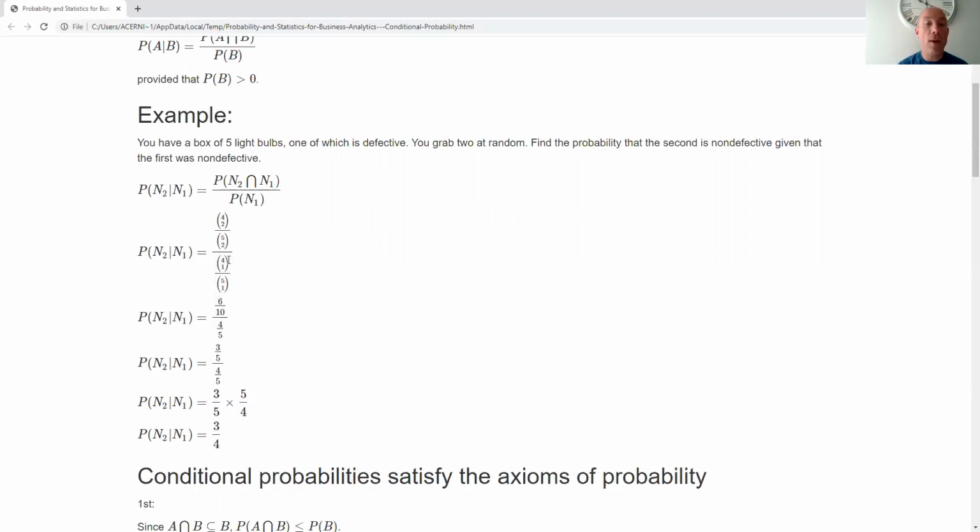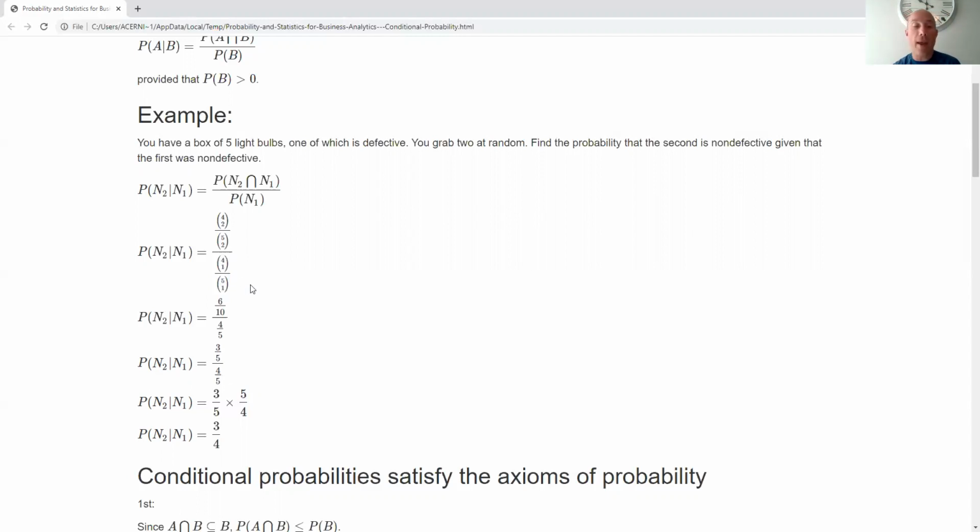Now down here, this is the probability that the first light bulb is good. So the number of ways I can grab 1 good light bulb divided by the number of ways that I can grab 1 light bulb, good or bad.